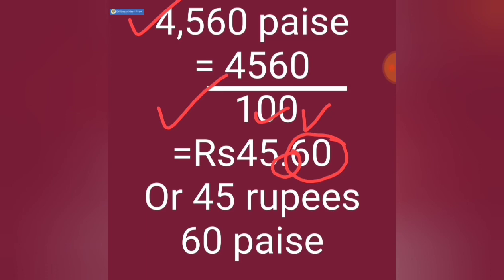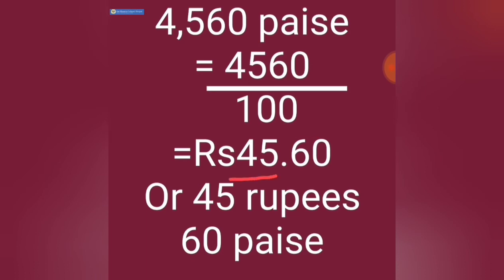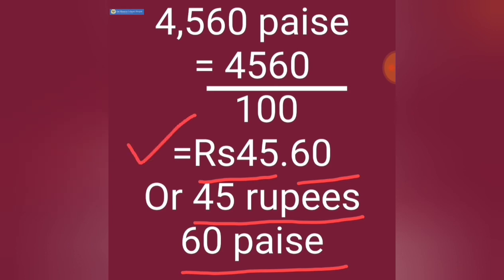Now the part which is before the decimal point is the rupee part, and the amount after the decimal point is the paise part. So we may mention this as 45 rupees 60 paise or rupee 45.60.